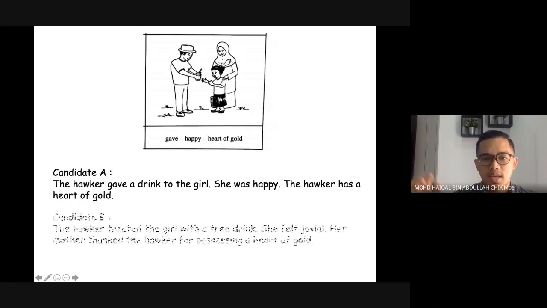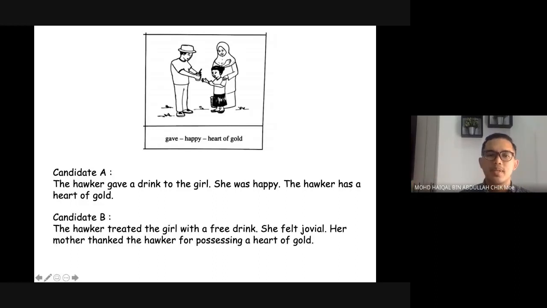Next sample, candidate B: The hawker treated the girl with a free drink. She felt jovial. Her mother thanked the hawker for possessing a heart of gold. What can you say? What are the differences between these two samples? Actually, candidate B is using synonyms for happy. For example, he changed it to jovial.